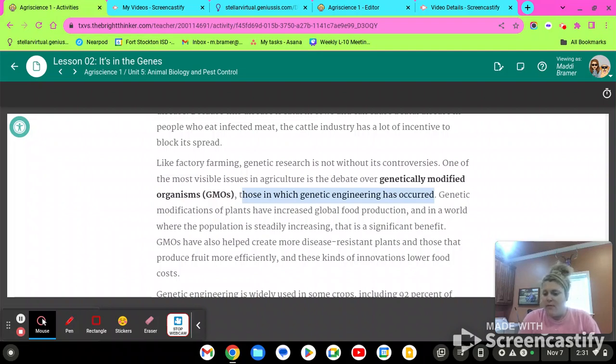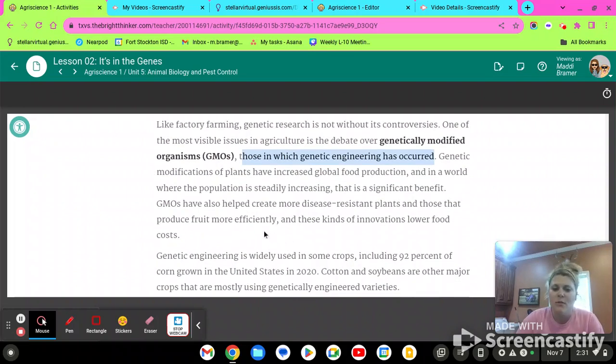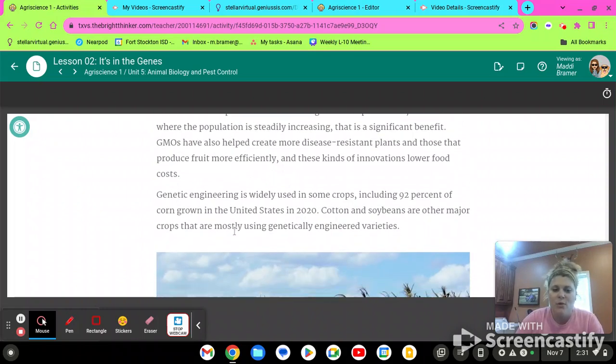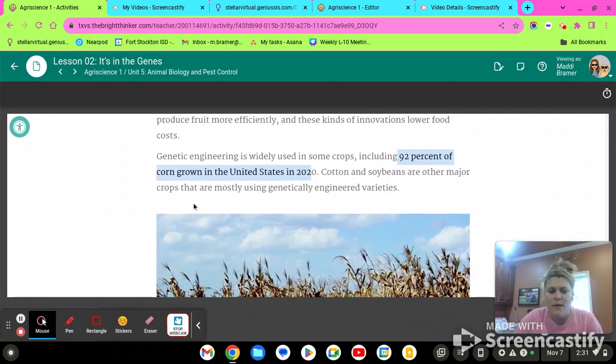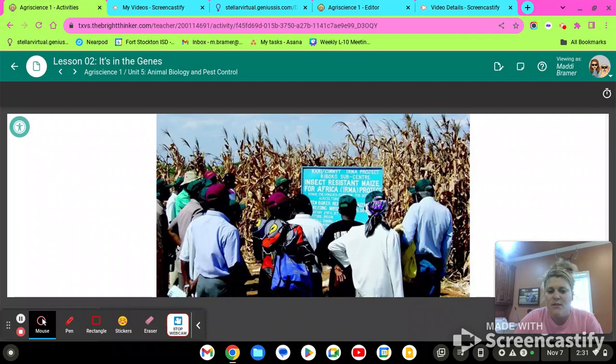We have genetically modified corn. This old corn was producing 2 ears of corn on each stalk. Now we're producing 3, and it's larger corn. So we're really helping, and it's disease resistant. So that's what a GMO does, and it's going to help lower food costs and create more food. So it's widely used in crops. 92% of corn in the U.S. in 2020 was GMO. Cotton and soybeans are also using GMOs.